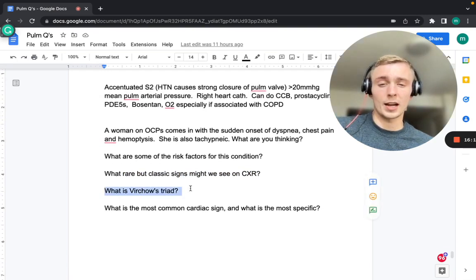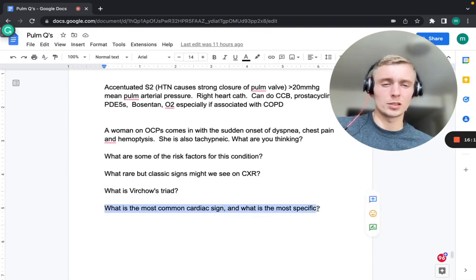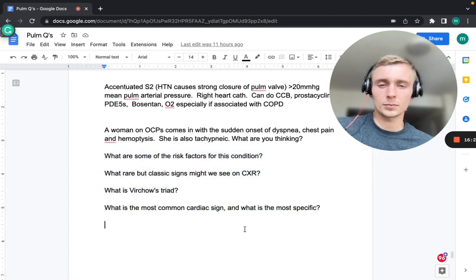What is Virchow's triad? Important to know. And what is the most common cardiac sign, and what is the most specific for this condition? All these questions here are super high yield.